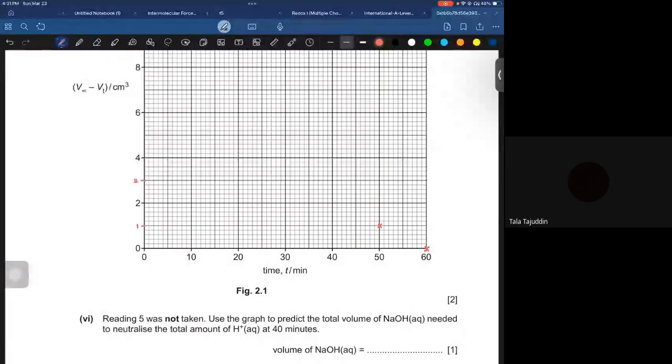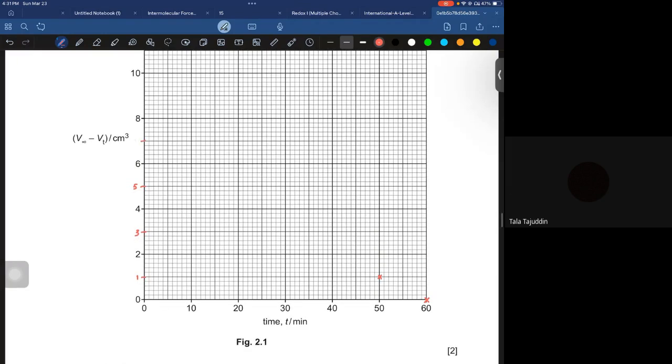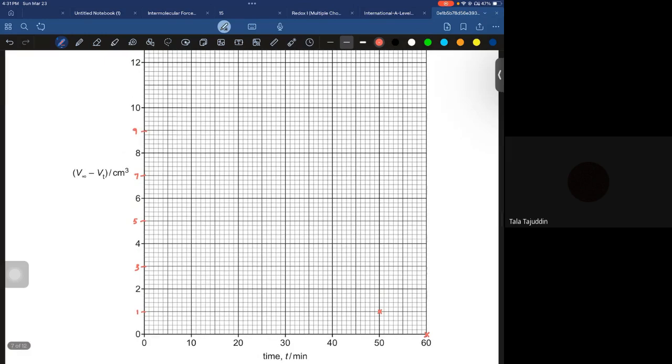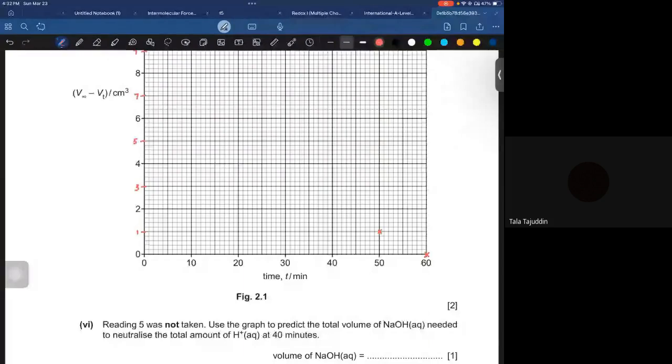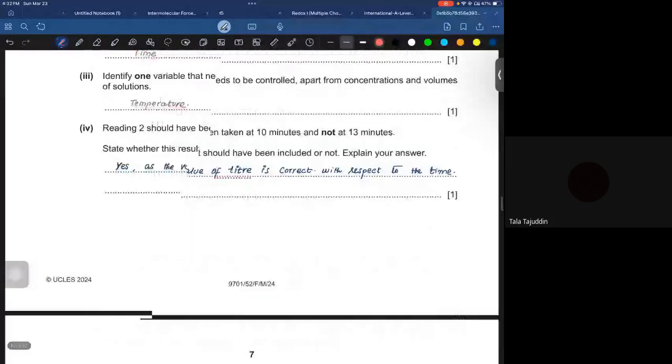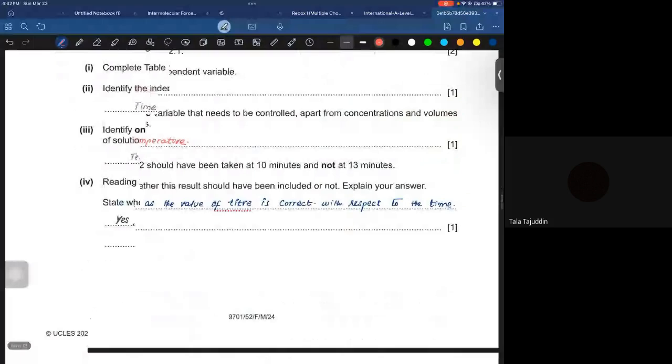This is 1, this is 2, this is 3, this is 4, 5, 6, 7, 8, 9, 10, 11, 12, 13. So at 50 minutes the value was 1. And then the third value says at 40 minutes, there is no value. And at 30 minutes, the value is 3.80.